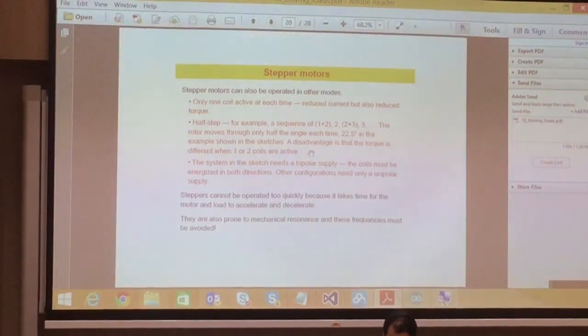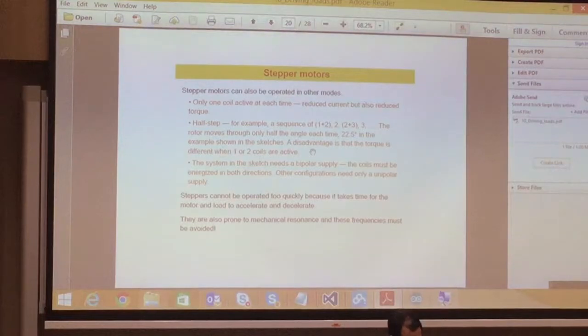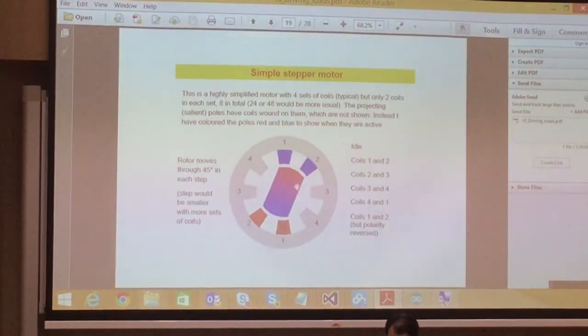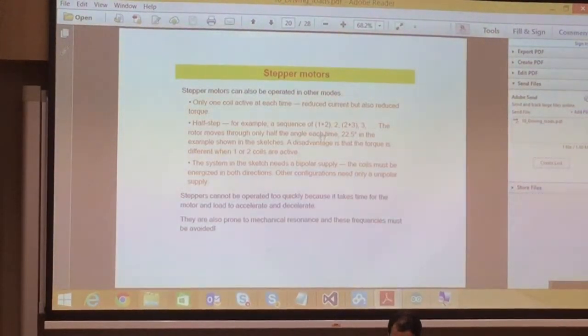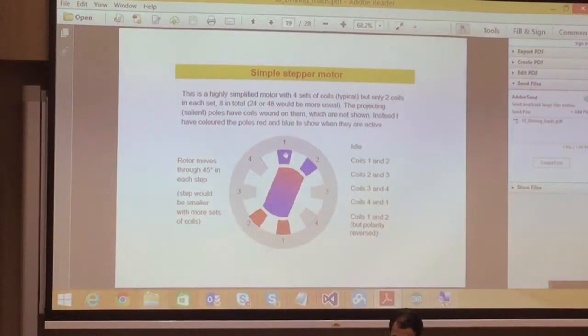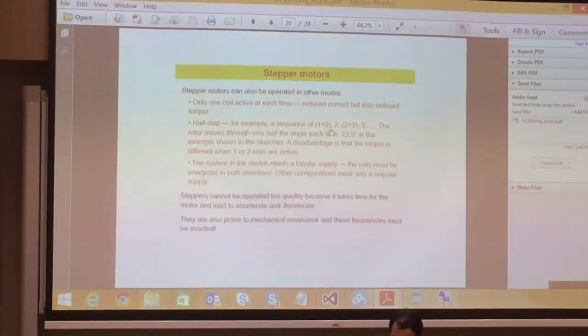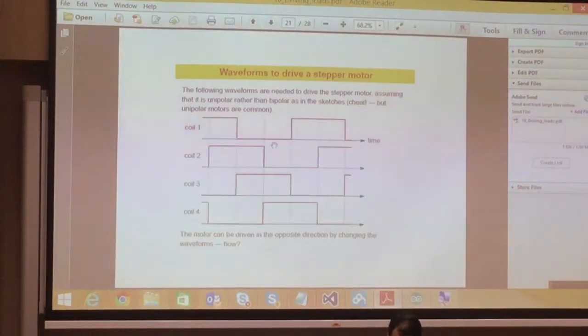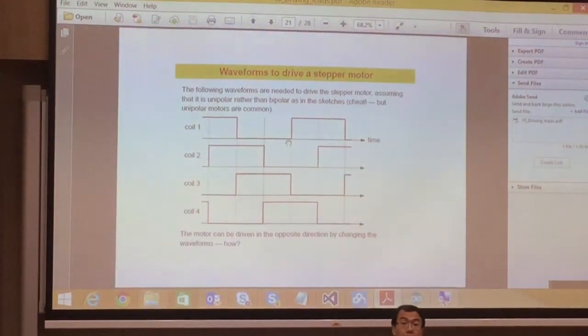So this is what we have discussed for the stepper motor just now. By combination, first we can control coil 1, next control coil 1 plus coil 2, then coil 2, then coil 2 plus coil 3. In this way, the rotation can be 22.5 degrees. And this is the sum of the waveforms you can use to drive the stepper motor.